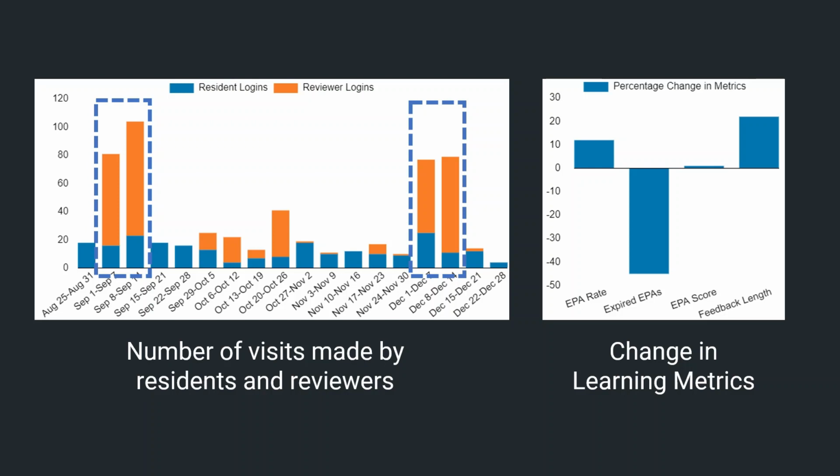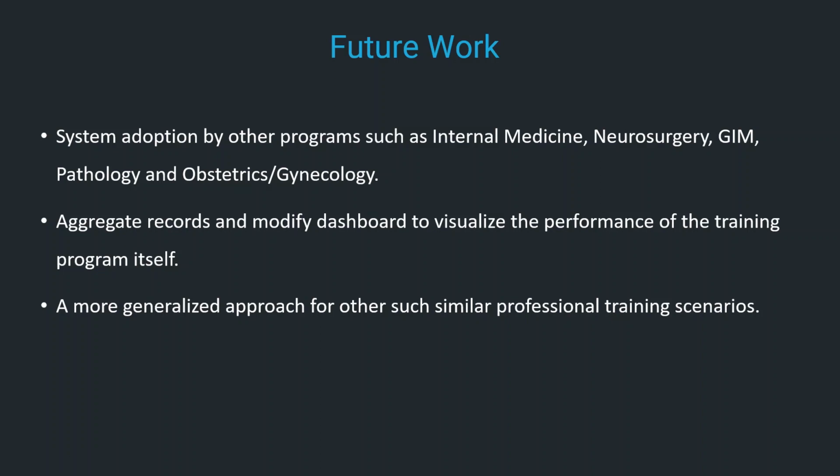Then, we looked at the change in 4 key metrics after the adoption of our system and found positive improvement in 3 of them. The rate at which residents acquired EPAs in each medical department improved by 12% and the amount of feedback given increased by 22%. Further, the rate of expired EPAs that were initiated by a resident but never completed dropped by a drastic 45%. All 3 changes indicate that through constant review of our observations in the dashboard, residents were able to get consistent and better quality feedback and improve upon it. This evaluation proves that visualization systems can be developed even for unstructured learning environments to assist diverse user groups.